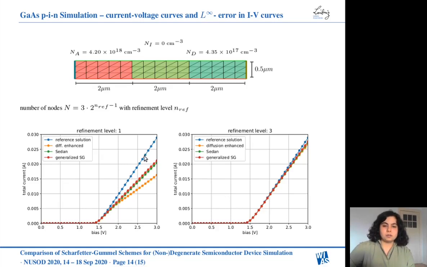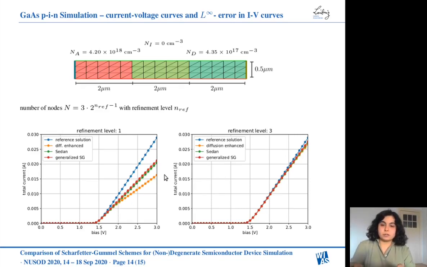The reference solution in blue was computed using the Kuprocki-Gärtner flux on a refinement level 10. We see that none of the computed total currents is exact, but they are already quite accurate on a refinement level 3. Concentrating here on this figure, we see that the diffusion-enhanced scheme seems to be less favorable.